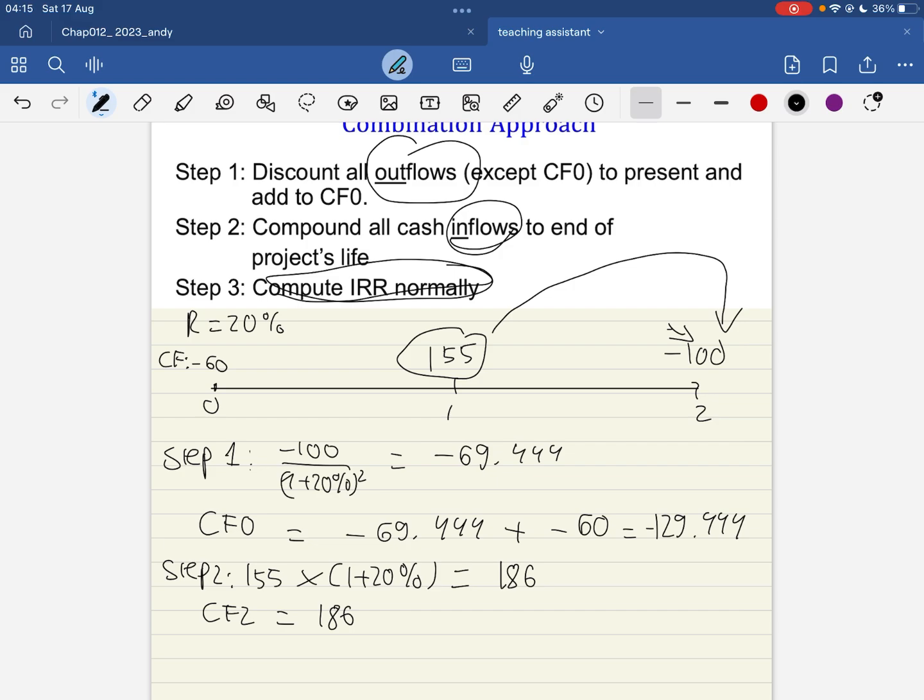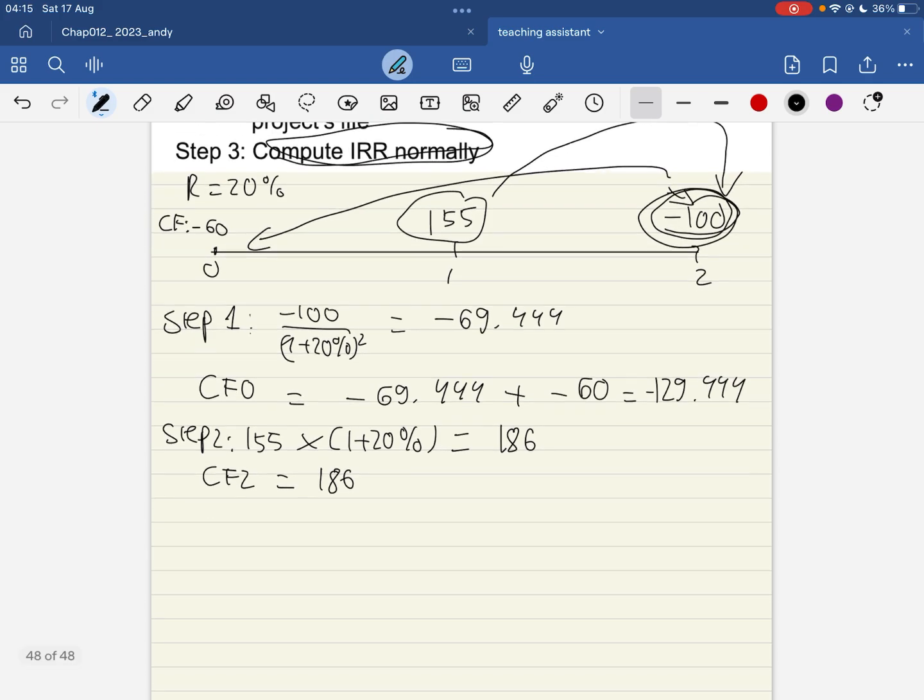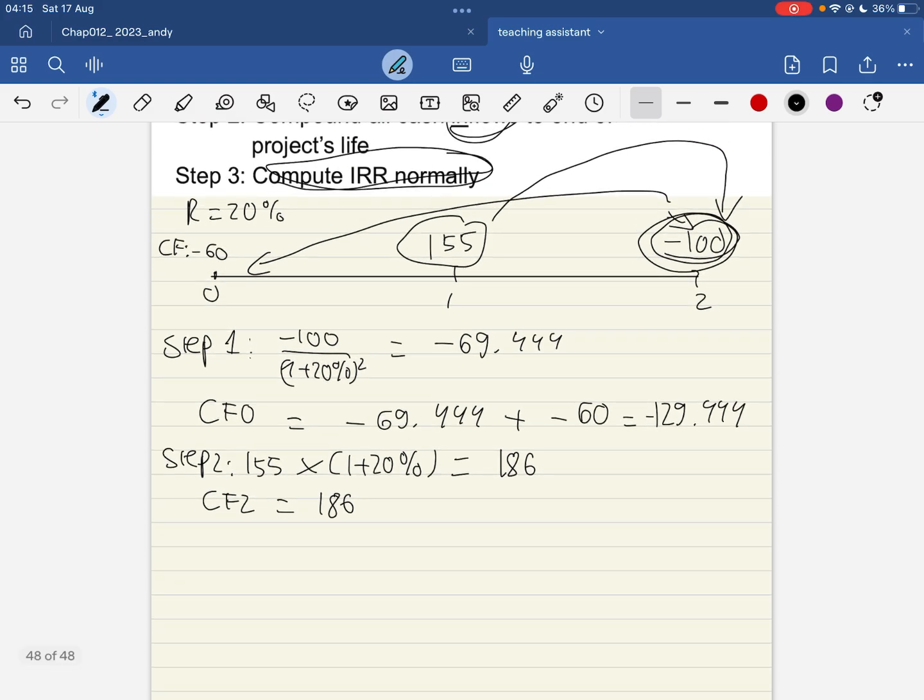What is the reason? Because we have already discounted the cash flow in year 2, the negative number in year 2, to year 0, which is the current year. So this number, minus 100, is no longer there. So when we use the combination approach, and in this case, the reinvestment approach, inside the combination approach, we only need to use the number that we compound the cash inflow to the end of the project's life. In this case, it will be $186. And step 3 is to compute the IRR normally.